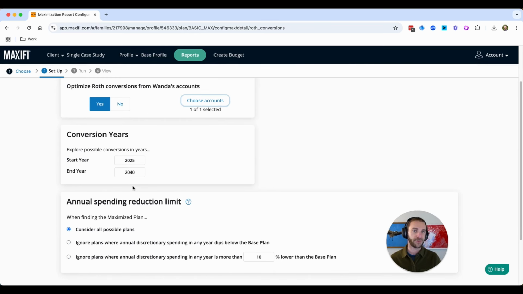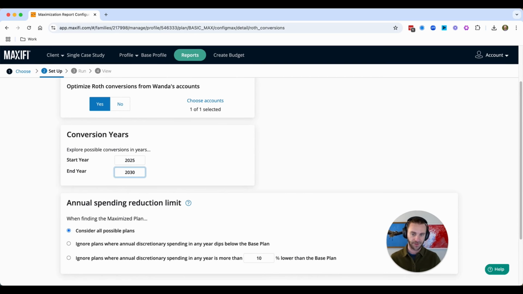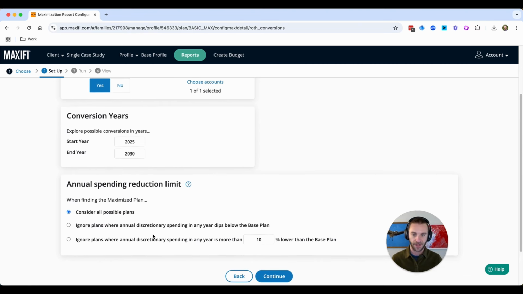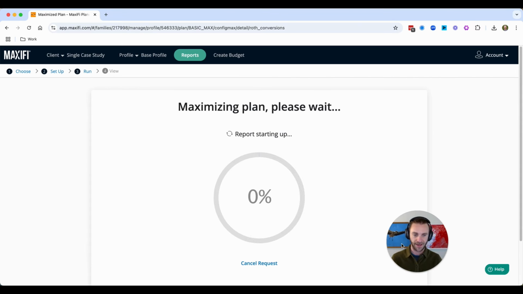What year to focus on for these Roth conversions? The default is 15 years, which I usually start with. Today, for simplicity, we're just going to focus on the next 5 years. And last but not least, you'll see this annual spending reduction limit. If you run the Roth Conversion Optimizer considering all possible plans, and it says, hey, in order to do these conversions, you actually have to reduce your discretionary spending in the next couple of years, you might not actually want to do that. So you can come back here and ignore certain plans depending upon some adjustments here. For now, we're going to consider all possible plans and hit continue.